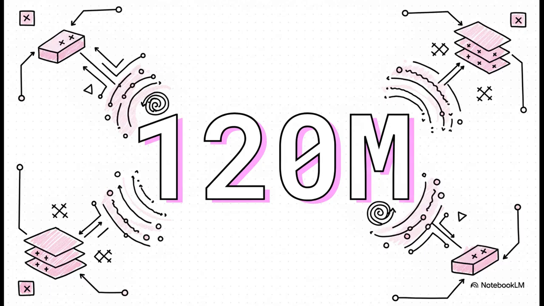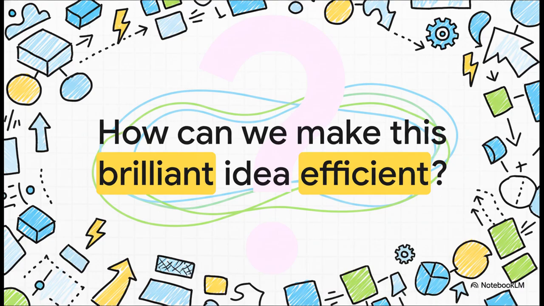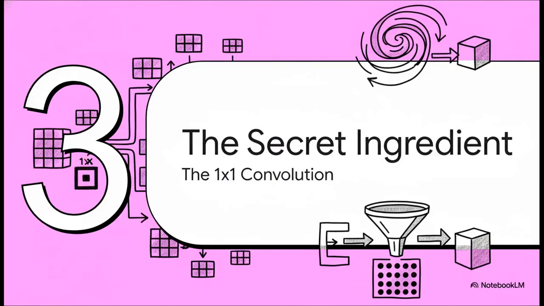It just wasn't practical. So that's the big question, right? How do you keep this incredible multi-scale idea, but without completely destroying your computational budget? Well, the solution they came up with is, honestly, just as brilliant as the Inception idea itself. And the solution came from the most unlikely hero, the humble 1x1 convolution.